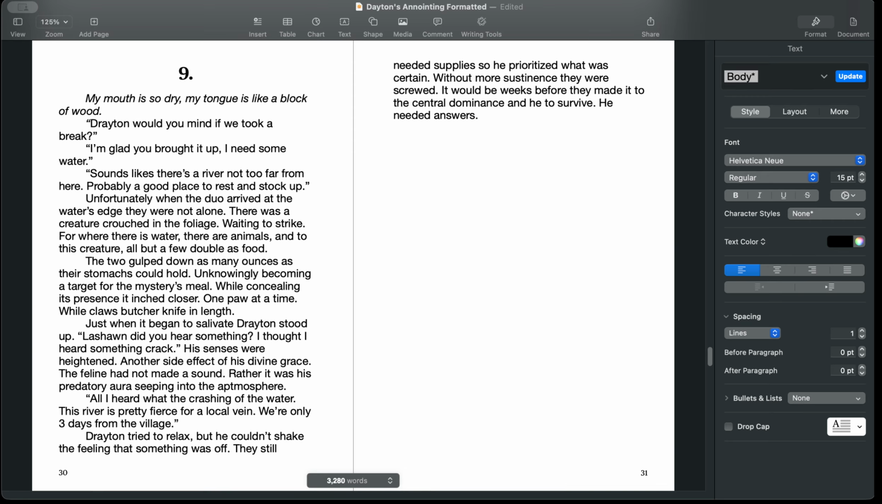I might not leave the whole he needed answers sentence. I feel like I've said that enough throughout the session or the book, so there's not really a need to reiterate that he needed answers. When I write, one of the things I try to do is make it concise. I want to make it as few words as possible while telling the story. Without more sustenance, they were screwed. It would be weeks before they made it to the central dominance, and he had to survive.